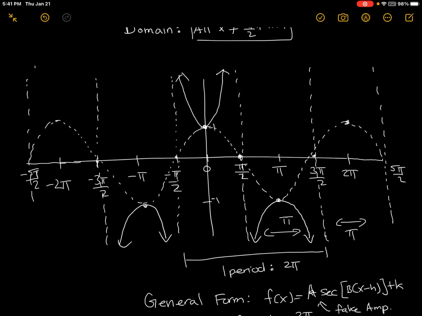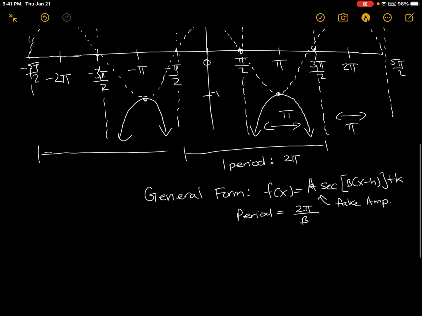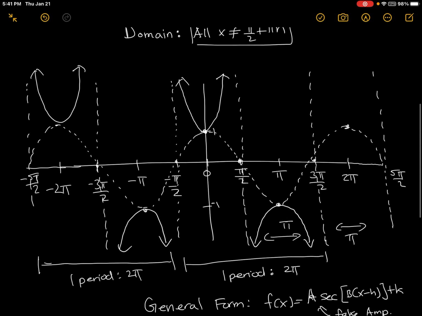Okay, so this is one period, and then, of course, this would be another period. The distance from here to here is another full period. And so really I sketched two periods with you in this particular secant graph.